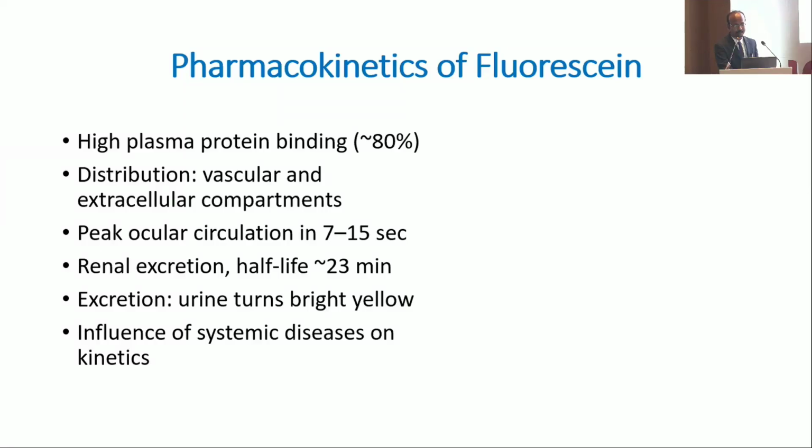That is how we can visualize the retinal vasculature, and the distribution of the dye happens between the vascular and extracellular compartments in the retina. The peak ocular circulation occurs in 7 to 15 seconds, and it is excreted by the renal system, and the half-life of the dye is about 23 minutes. The excretion makes the urine turn bright yellow.